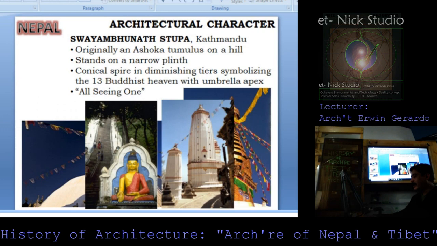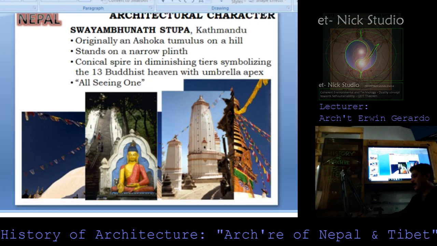Nepal's architectural character. Swayambhunath Stupa, Kathmandu, originally from Asoka, a tumulus on a hill, stands on a narrow plinth with a conical spire in diminishing tiers, symbolizing the 13 Buddhist heavens, with the umbrella as its apex, the all-seeing one.